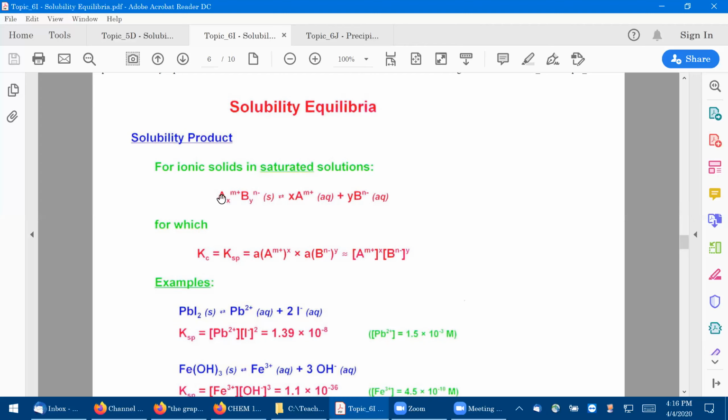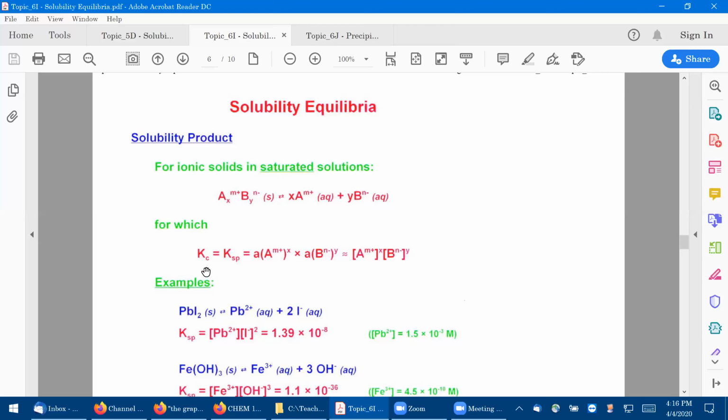Now, the equilibrium that exists is between the portion of AxBy that was added to the water that was not dissolved at all. It's in equilibrium with ions in solution. And of course, this is reversible. It simply means that A ions and B ions are constantly being removed into solution, but ions in solution are constantly being returned to the solid. So that's what makes it a dynamic equilibrium like this.